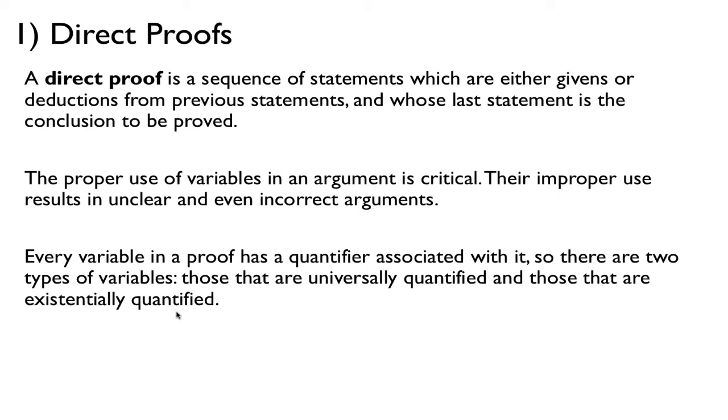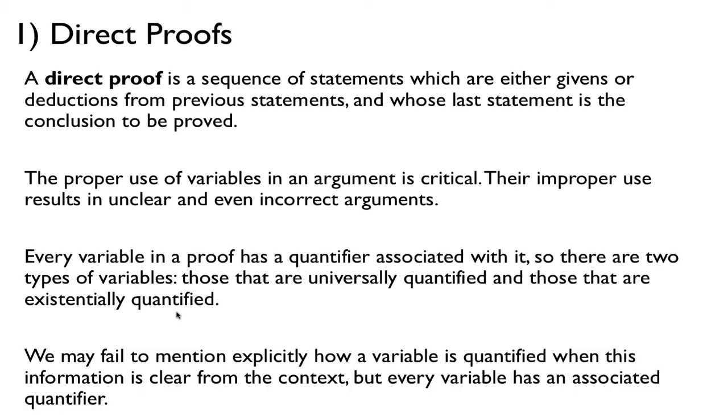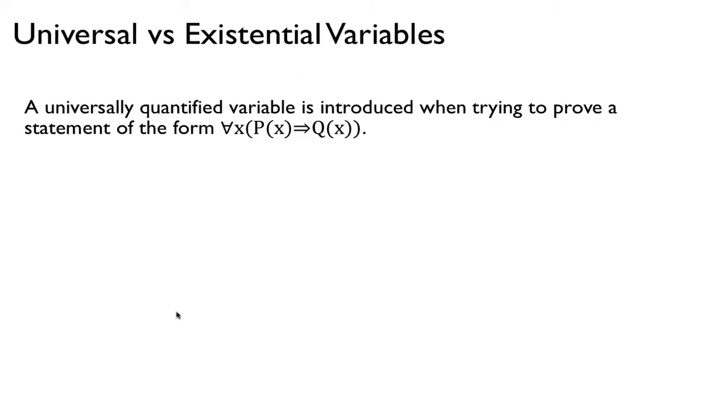But for the most part, it's okay in our homework that we don't explicitly clarify everything if it's clear. We can explicitly quantify every variable in our proof, but if it's clear from context, it's okay that we don't always explicitly state it. But every variable has an associated quantifier.